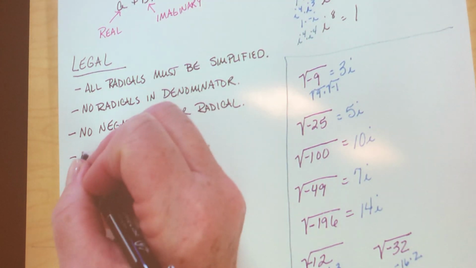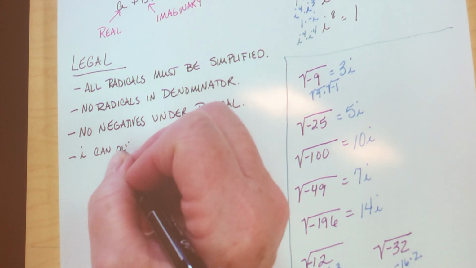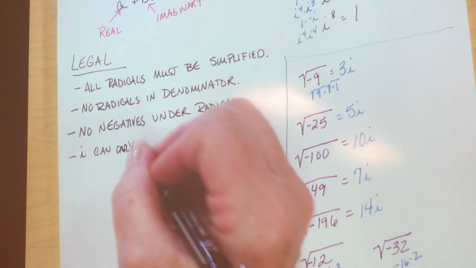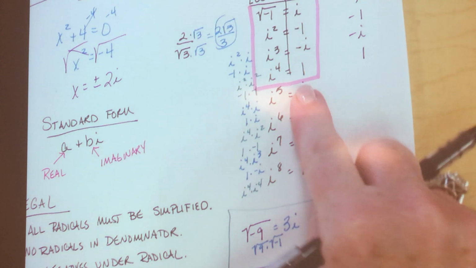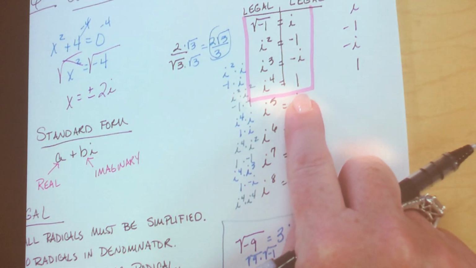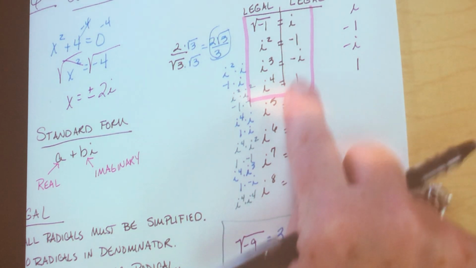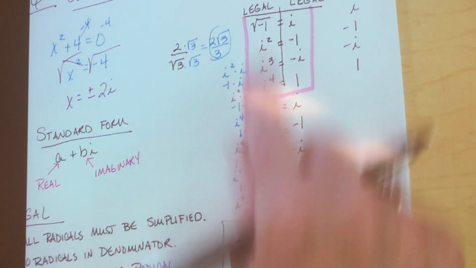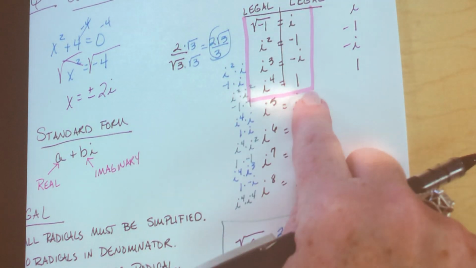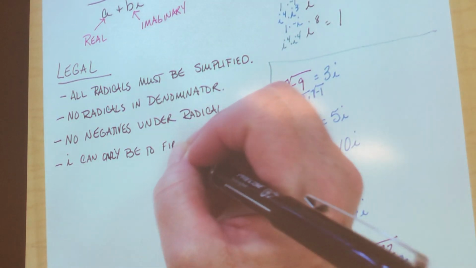Okay? All right, here's the next one. i can only be to what power? Look at all those things over there that are legal. All of these on this side are legal. All of these are not legal. See that? Not legal. Legal. That's right. i can only be to the first power.